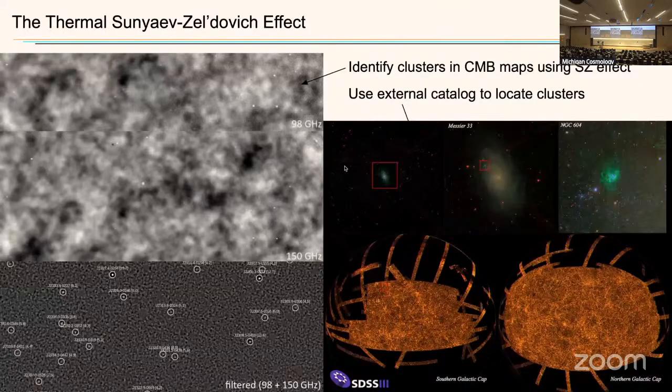On the flip side, you can use an external catalog from experiments such as optical surveys like the Sloan Digital Sky Survey shown here that are really good at telling you where particular kinds of galaxies live. And then you can use that information to locate clusters, or groups mostly, in the map. They'll give you independent information about where you could be looking to use statistical methods to measure the effects and constrain physics.